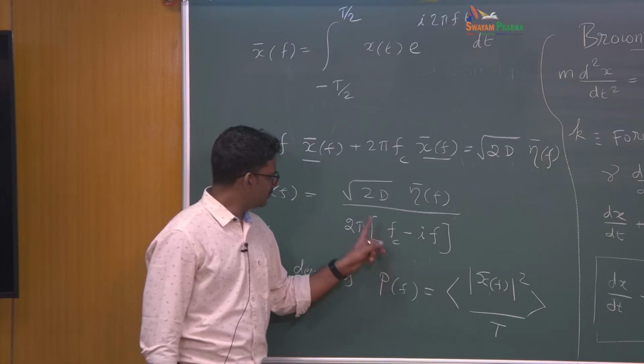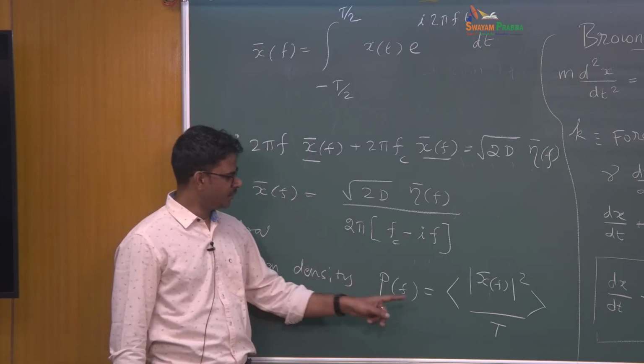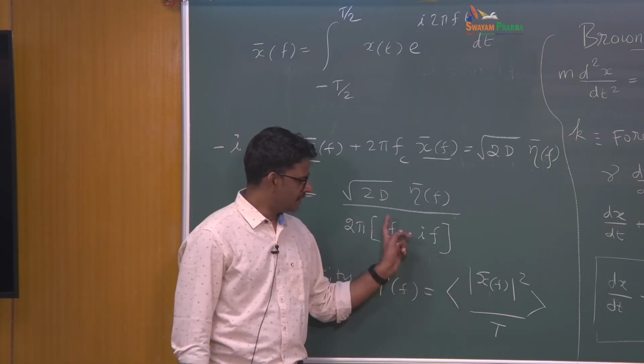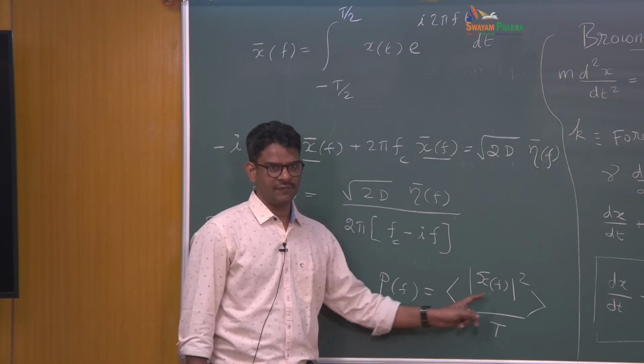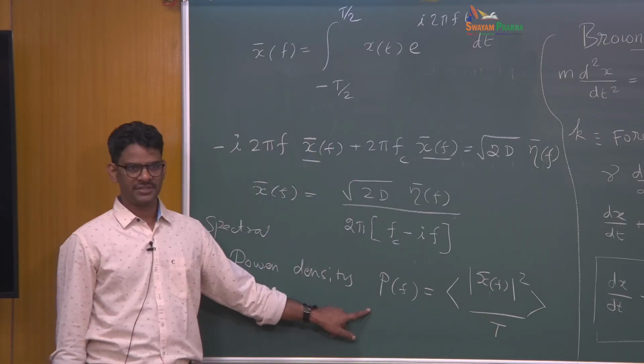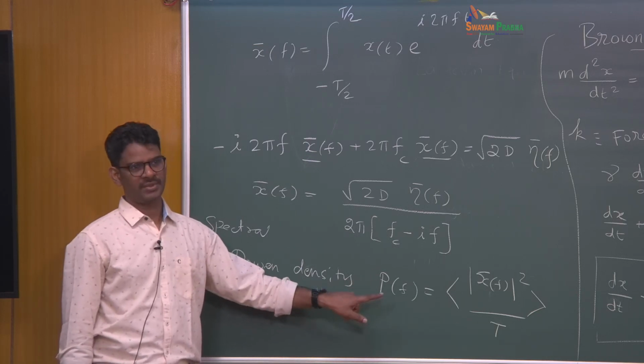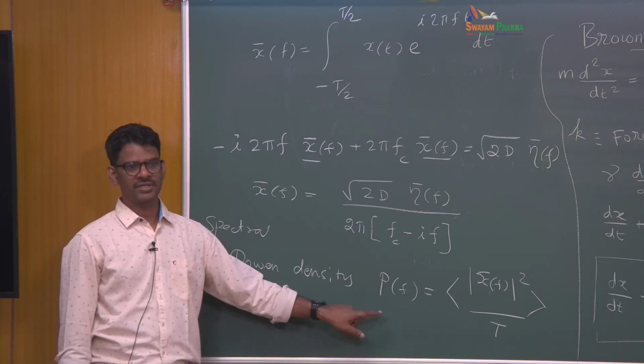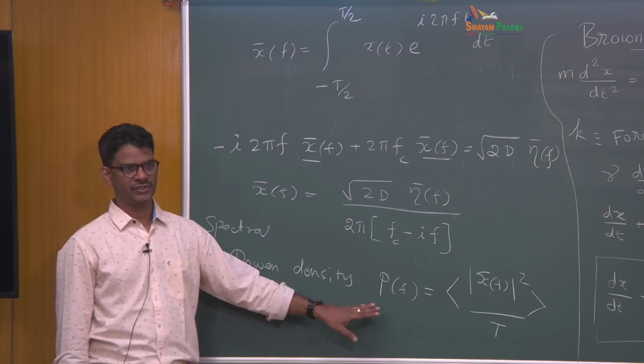So, now I know the expression for x of f, so all I need to do is take the square of this magnitude of the mean and then divide by time t. So, that would give me my spectral power density. This is something I can measure experimentally using some sort of an optical instrument and electrical instrument.